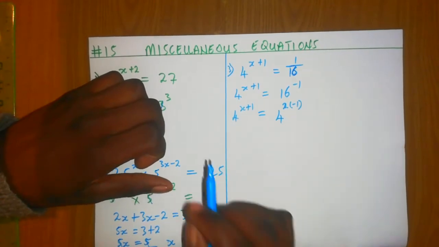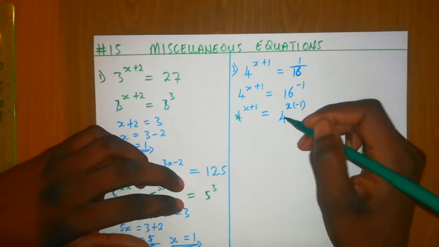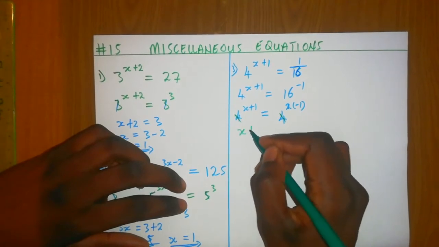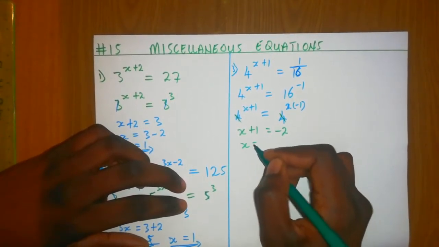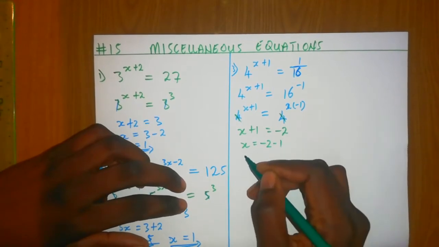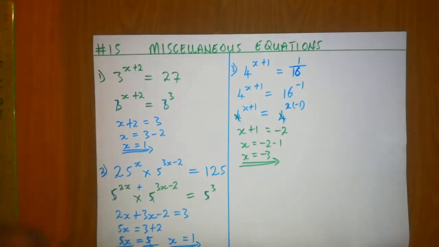Now I have raised to the same bases. I'm supposed to cancel out those bases. In this case, it's 4. Then x plus 1 is equal to negative 2. x is equal to negative 2 minus 1, which is equal to negative 3. That is your final answer.